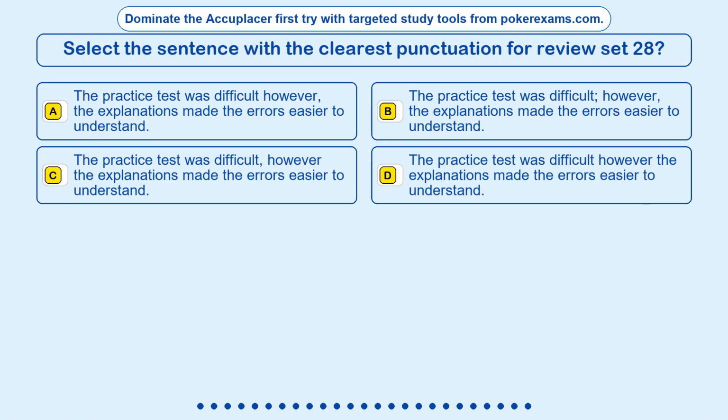Question 19. Select the sentence with the clearest punctuation for review set 28. Option A. The practice test was difficult, however, the explanations made the errors easier to understand. Option B. The practice test was difficult, however, the explanations made the errors easier to understand. Option C. The practice test was difficult, however, the explanations made the errors easier to understand. Option D. The practice test was difficult, however, the explanations made the errors easier to understand.